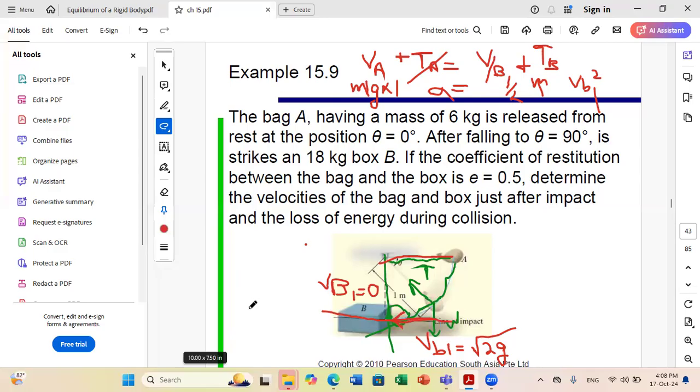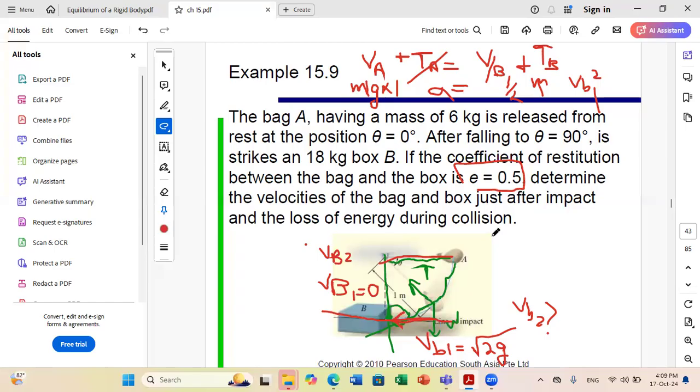Okay. Now, second step, we need to solve for the velocities after collision. So now we know the velocity before collision for both the box and the bag, and we need to find the two unknowns at the end of collision. That is, we need to calculate VB2 and V small b2. We have two unknowns, we need two equations. What will be these two equations? We have the coefficient of restitution. So first we have the coefficient of restitution.